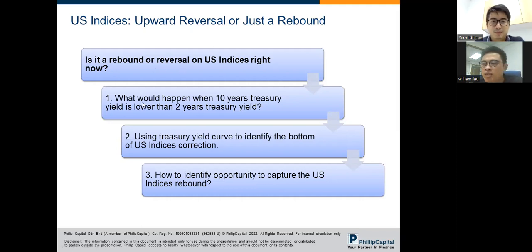There are a few things that I personally look at, but they are all related to the treasury yield curve. The first one is what usually happens in history when the 10 years treasury yield is lower than the 2 years one. The second thing I look at is how to use the yield curve to identify where the bottom of the US indexes is. And lastly, we will look at how I actually capture this rebound.